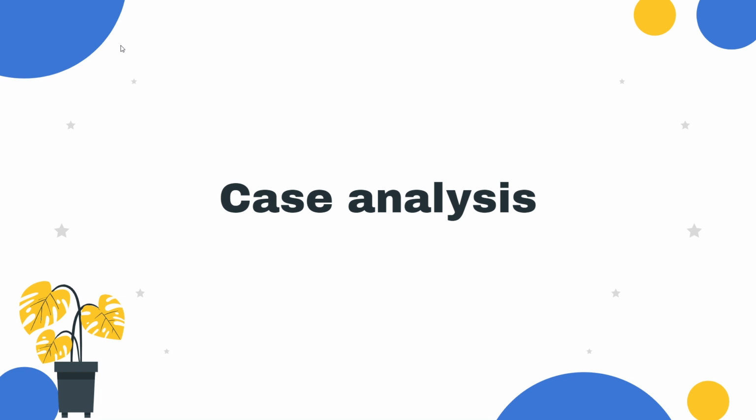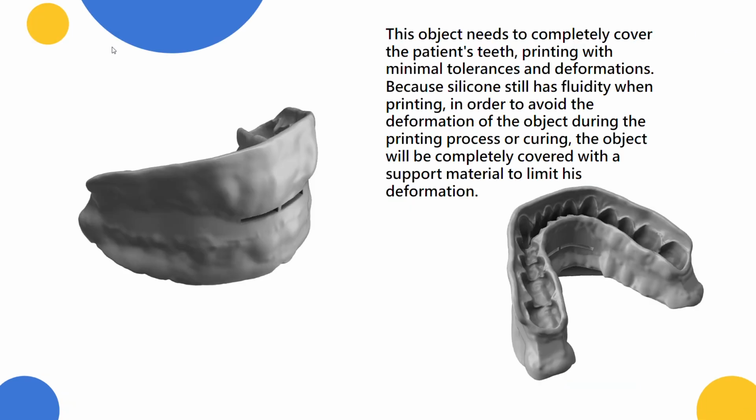Next is analyzing the case. As I mentioned above, this object needs to cover the patient's teeth entirely. Therefore, we need to reduce the tolerance in every tooth. Because of its fluidity, we need to use the support materials to cover the object in order to prevent the object from deforming. We add a cap above the object to make sure the support materials can cover the object.